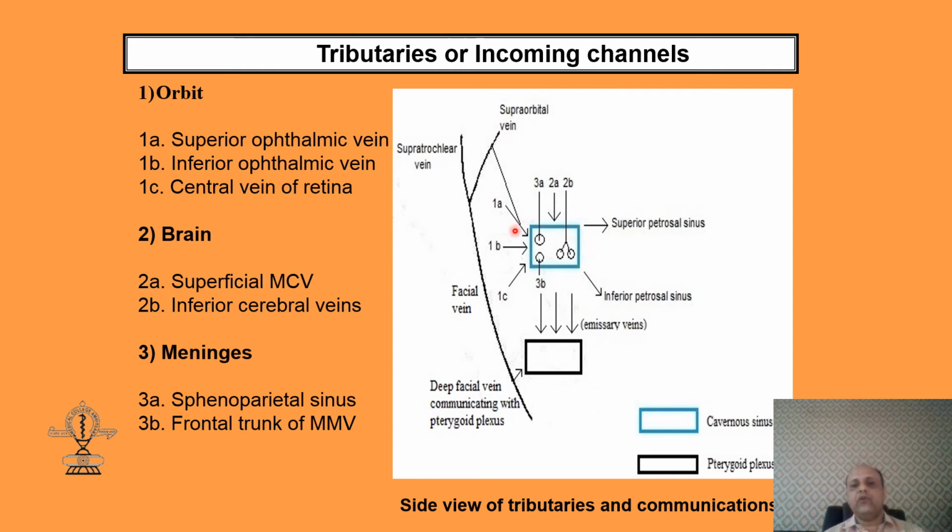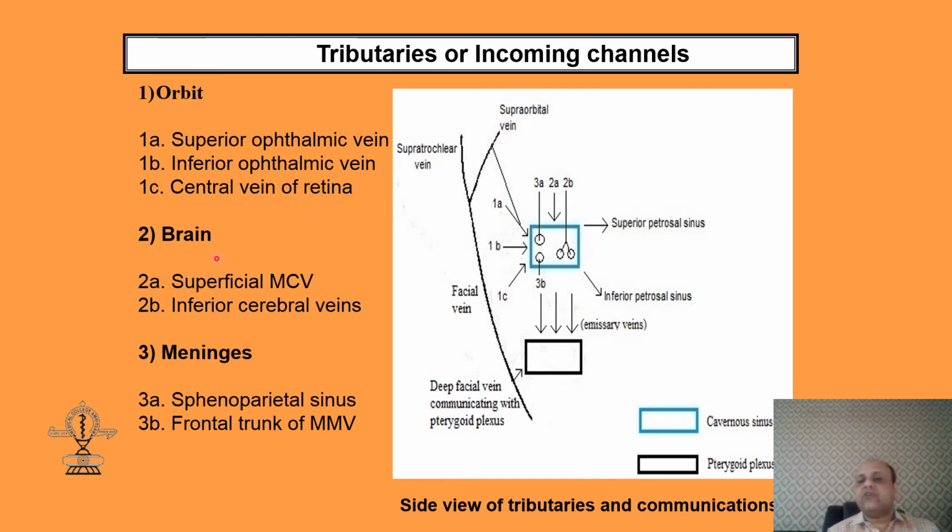Now this blue box here is representing the cavernous sinus. Now you see 1A, 1B, 1C. They represent the incoming channels from the orbit. They are respectively superior ophthalmic vein, inferior ophthalmic vein, and 1B represents the central vein of the retina. So all these are mentioned here. So they are the incoming channels from the orbit.